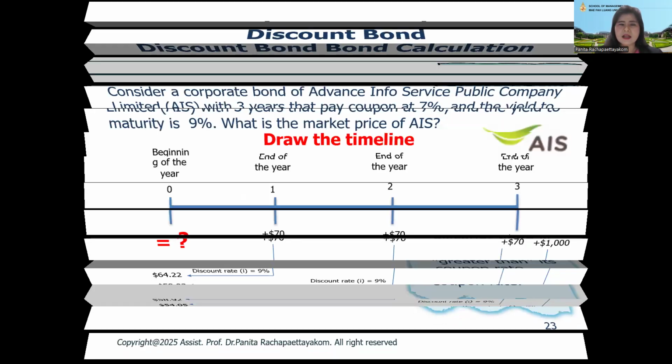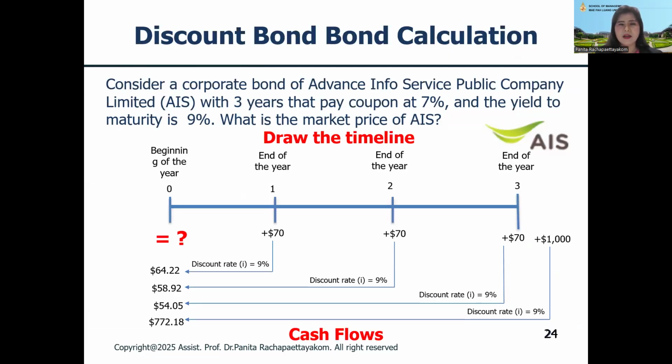So let's see the timeline of the discount bond. This is the cash flow of the discount bond. Right now, you consider a 3-year corporate bond of AIS Advanced Info with a coupon of 7%. But at the time you want to buy this bond, the yield of the bond is 9%. You then should pay less than 1,000 at the beginning of the period.